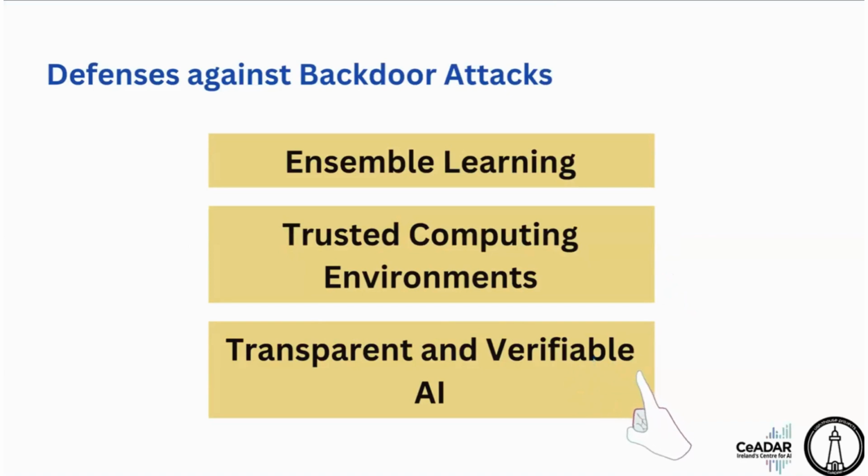And finally, let's talk about transparent and verifiable AI. Here we are promoting transparency and verifiable AI. By this, we can identify and address any potential backdoors at early stages. This makes the model training and data architecture accessible not just to a common user, but to everyone in the developer domain, and they can scrutinize and evaluate these models.